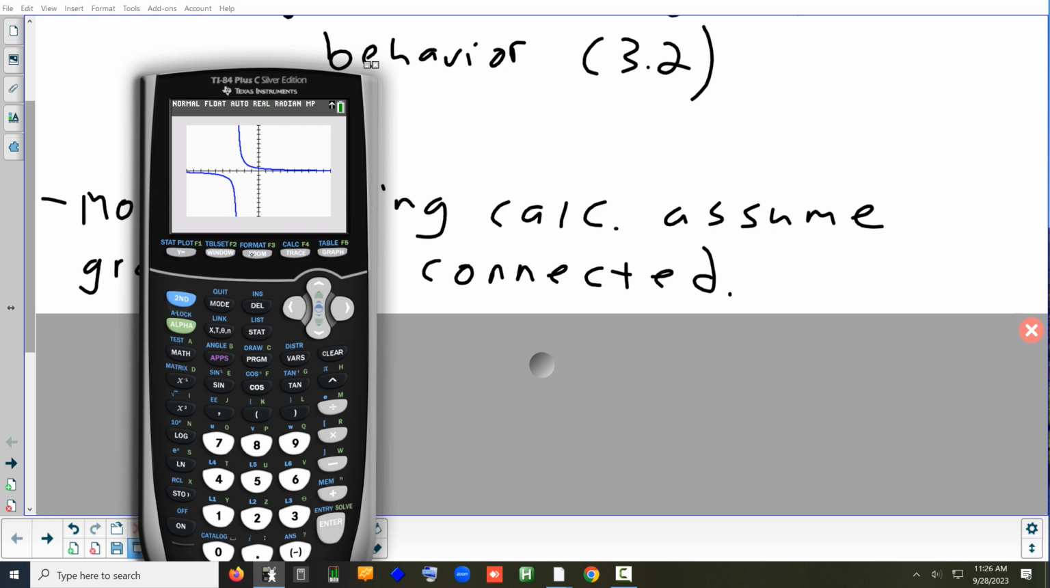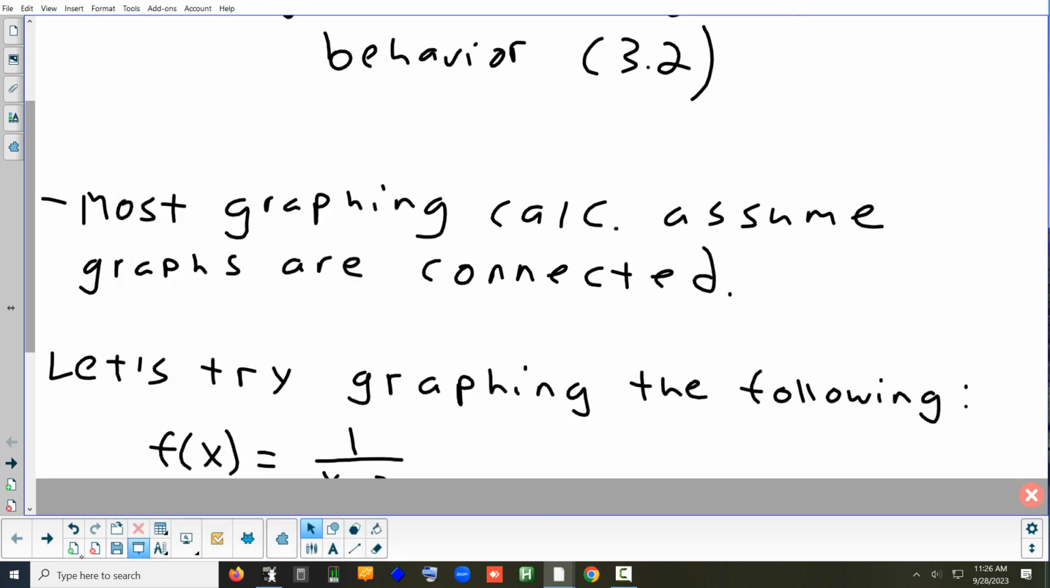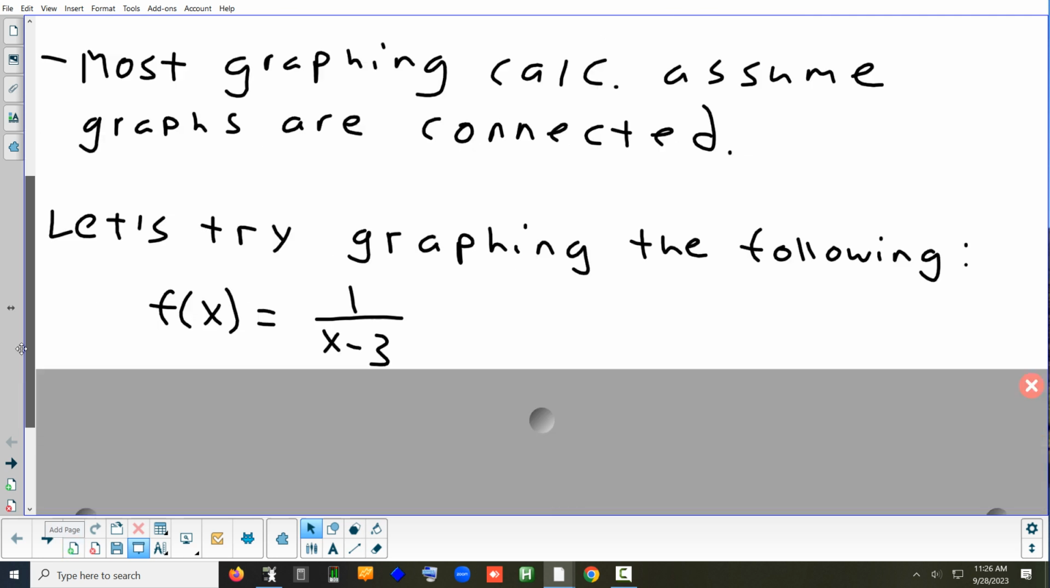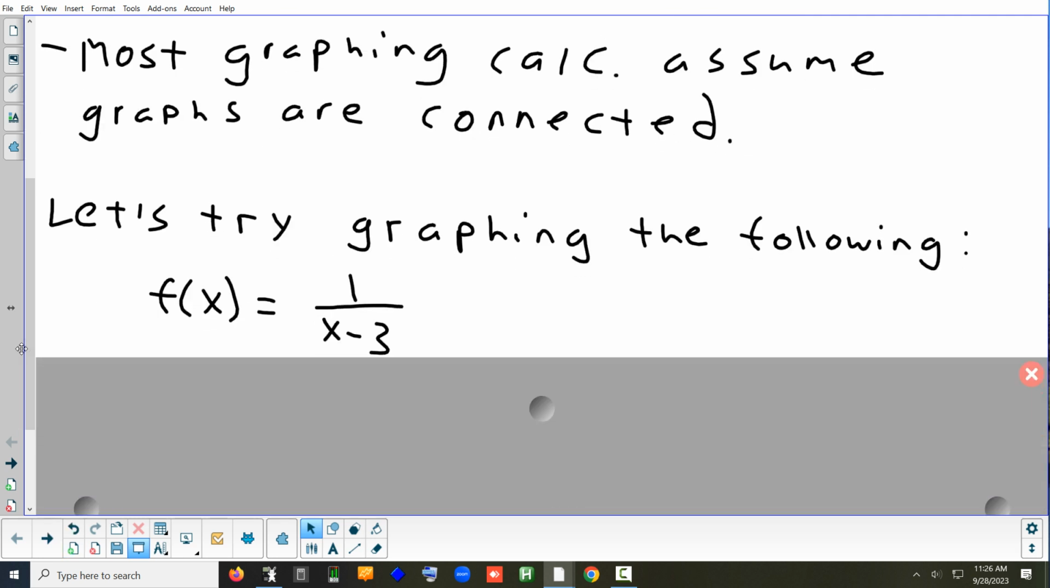Old calculators would try to draw it like this, with a line in between, where it would try to connect it, but that connection shouldn't be there. Our calculators, as long as you keep it set the way it probably already is, draw it a little slower, but more accurately. That's how it should look. So is that exactly the one I just did? I think I did x plus 3. It's the same idea.